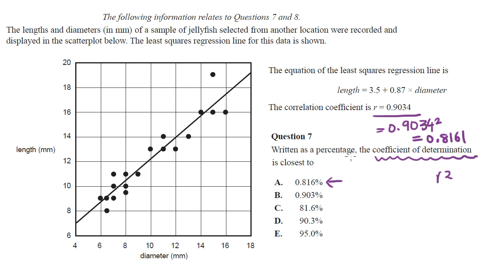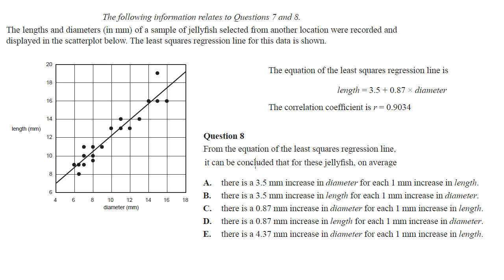But they want this written as a percentage. So percent means per 100, divided by 100. So we need to move this decimal place 2 places. You could either type divided by 100 into your calculator, or you could do this little trick, 1, 2 jumps, and that's where I'm going to put the decimal place. So written as a percentage, this is actually 81.61, which rounding it up, I get to 81.6, making the answer C.